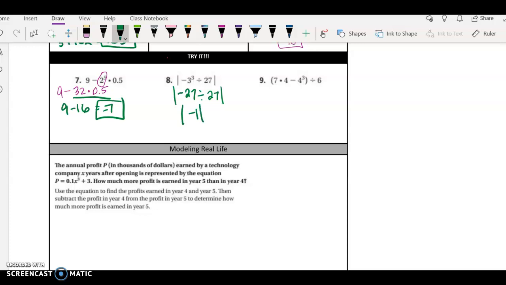But these little bars on the outside are saying we want the absolute value. So that's saying we want the positive version of that. So we are going to say that the answer is just positive 1.